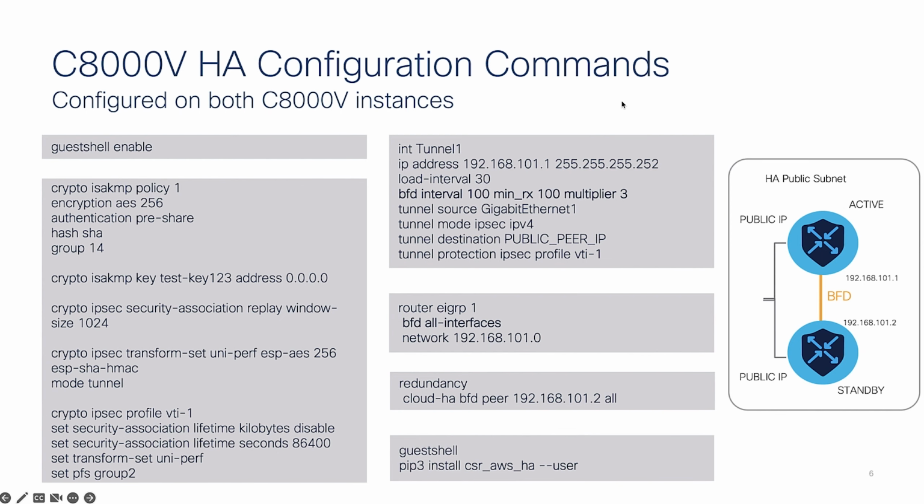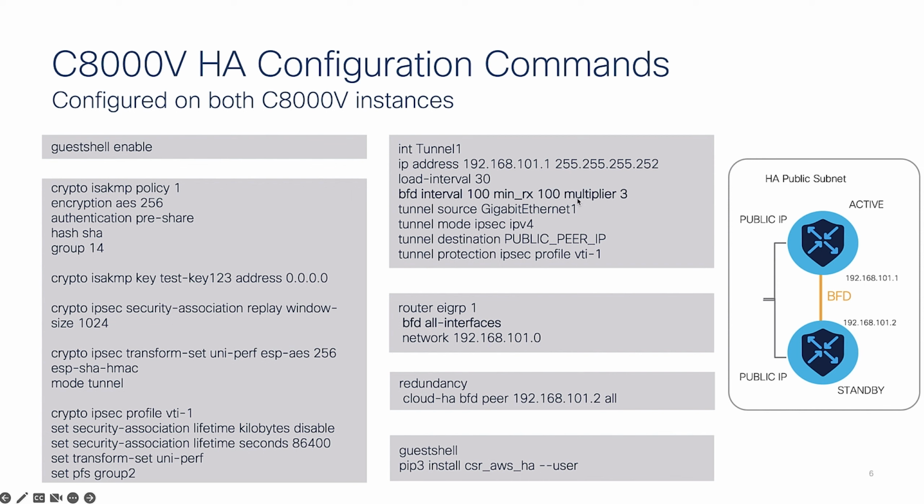So here's a summary of the list of commands that we will need to run on each of our c8KVs. First, we're going to enable the guest shell so that we can download and configure the HA script. After enabling the guest shell, we can create an IPsec tunnel between the active and standby c8KVs. There are multiple ways that you can create an IPsec tunnel. Here in this example, I have just set up a basic static IPsec tunnel, but you're free to use any additional configurations however you see fit.